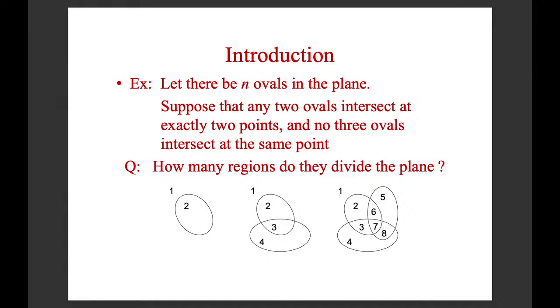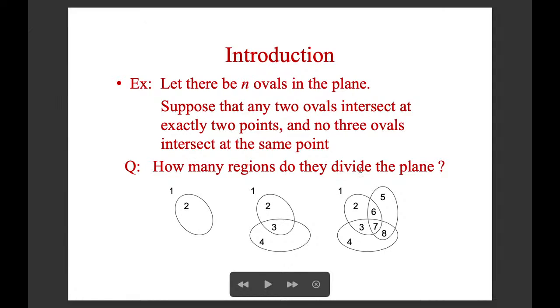So what does that mean? How many intersections will we see? There are going to be n choose 2 multiplied by 2 intersections, because any two of them will have 2. And then we want to ask, if I have n ovals, how many different regions do they divide the plane into?